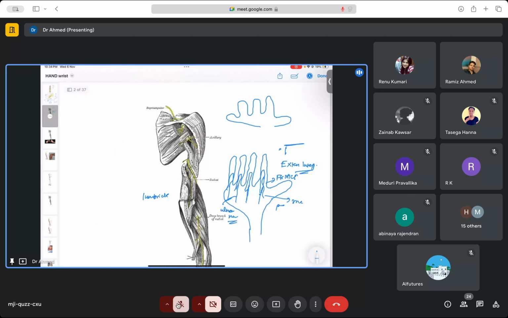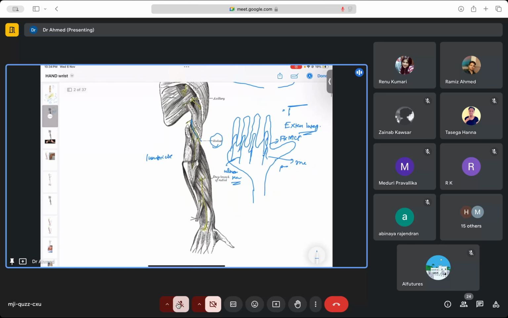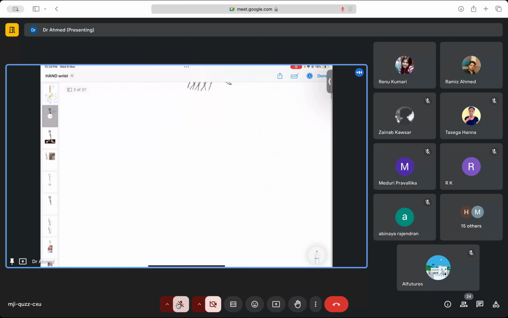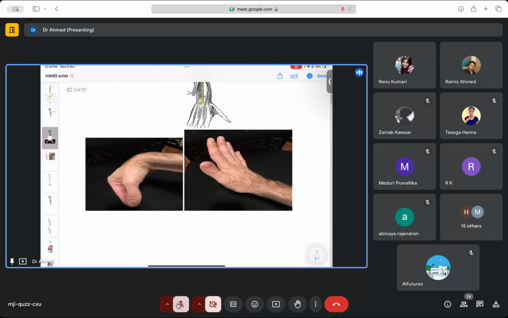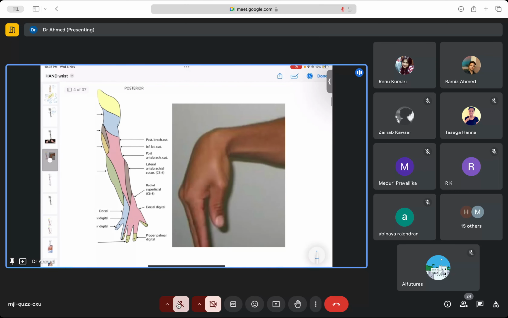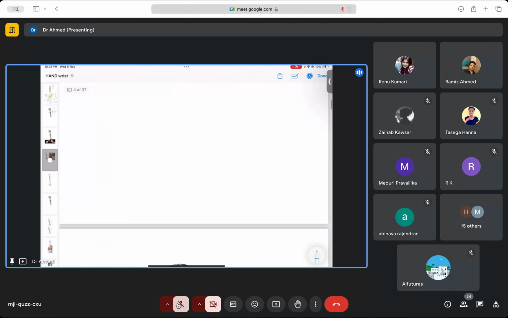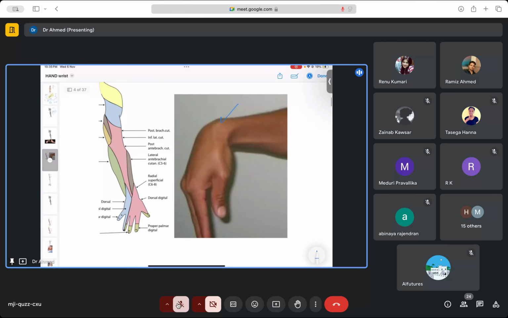Here you can see the radial nerve. This is the groove in which the radial nerve is present. It is going to supply all of the extensor muscles. So this is your wrist drop. If all of the extensors aren't working, the flexors would dominate and it would result in wrist drop like that.